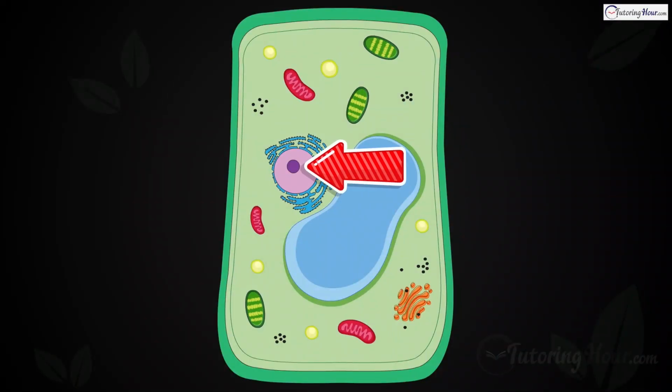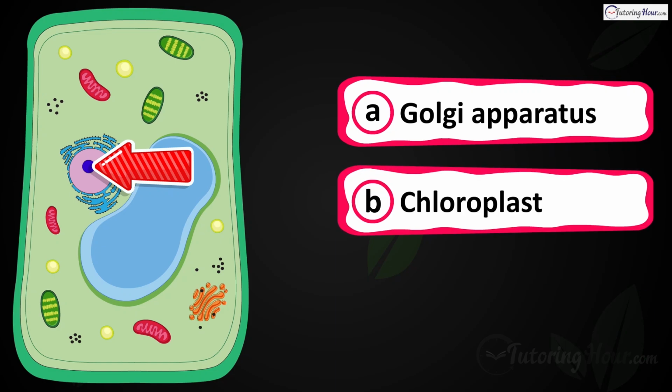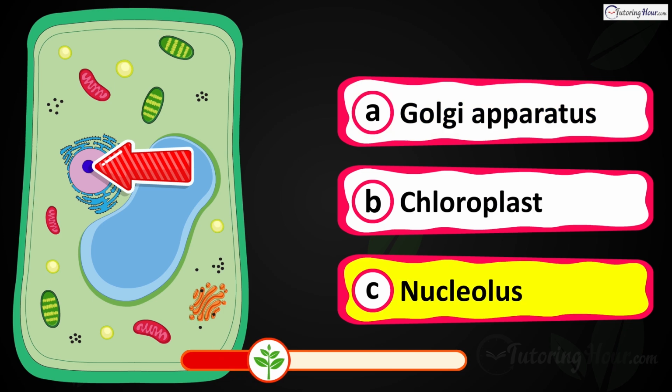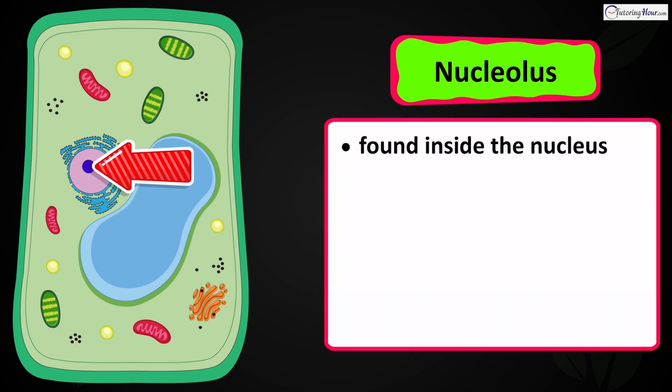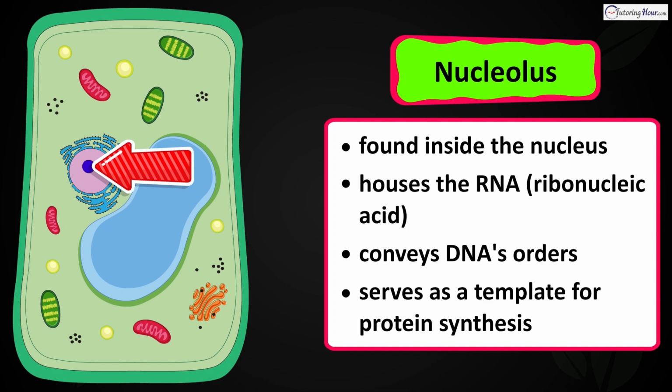Can you identify the highlighted part in the cell? Is it A, Golgi apparatus, B, chloroplast, or C, nucleolus? The correct answer is the nucleolus. It is found inside the nucleus and houses the RNA, ribonucleic acid. RNA helps convey the DNA's orders to the rest of the cell and serves as a template for protein synthesis.